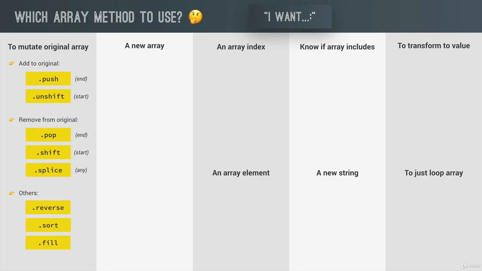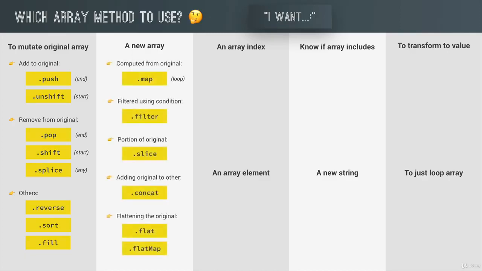So if instead we want a new array, then we can use one of these methods. So if we want to calculate one array from the original, then we use the map method. And this one we use all the time as it loops over the original array and creates a new one based on that. We can also create new arrays by filtering for a condition or by taking a slice of the original array. We can also concatenate 2 arrays and create a new array based on that. And finally, we can flatten the original array using flat and flatMap.